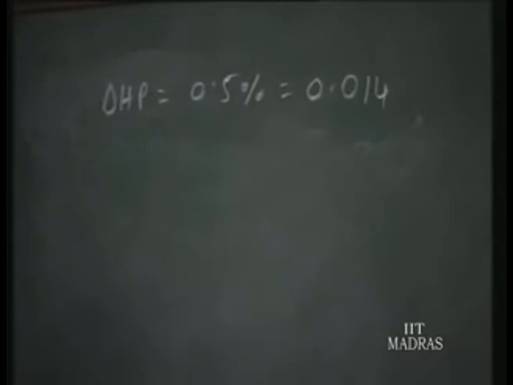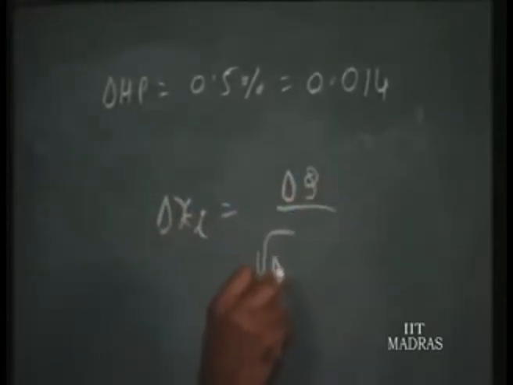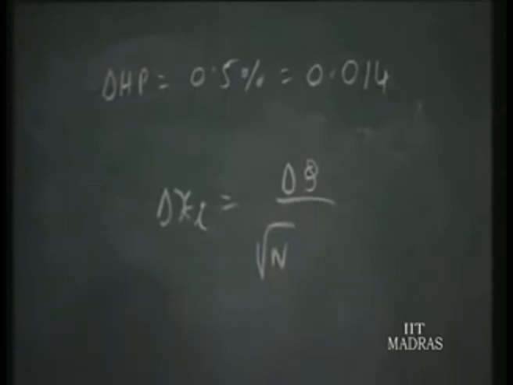So, we know the equation, that is delta xi, i being 1 to n number of instruments, is equal to delta q over root n into dou f by dou xi. This is what you have derived earlier.